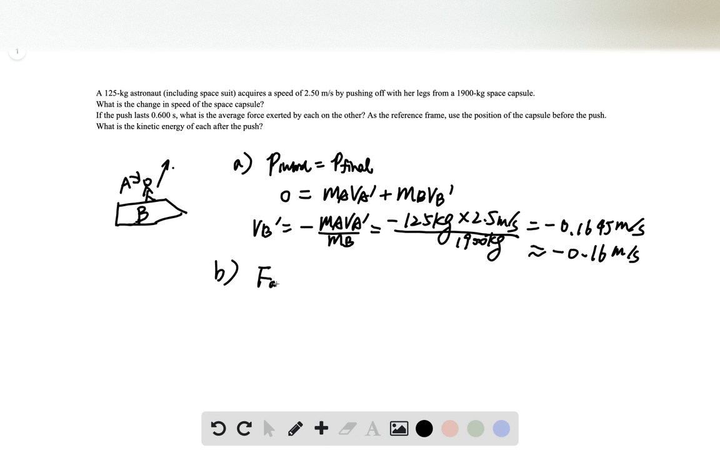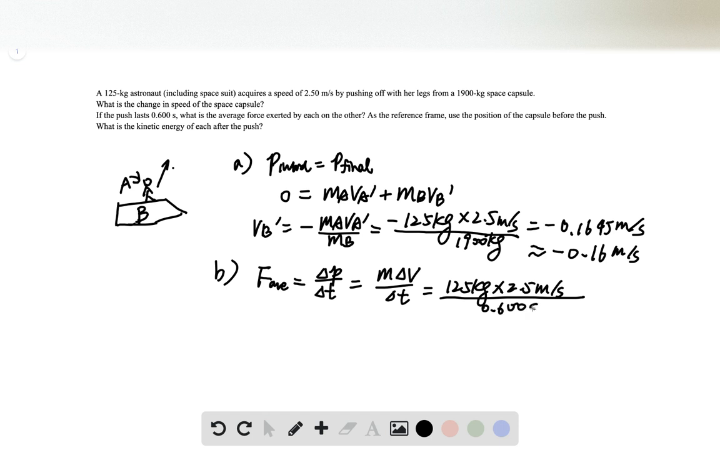So I have F average equals delta P over delta t. This is just Newton's second law, a more general form of Newton's second law. And the change of momentum is m delta v over delta t. So it's 125 kilogram times the change of velocity, which is just 2.5 meters per second because it was initially at rest, over delta t, which is 0.600 second. This gives me a force of 521 Newton. So the average force of the astronaut is, of course, in the direction that the astronaut is traveling, and the average force exerted by the astronaut on the space capsule will be the same magnitude, but in the direction opposite to the travel of the astronaut.